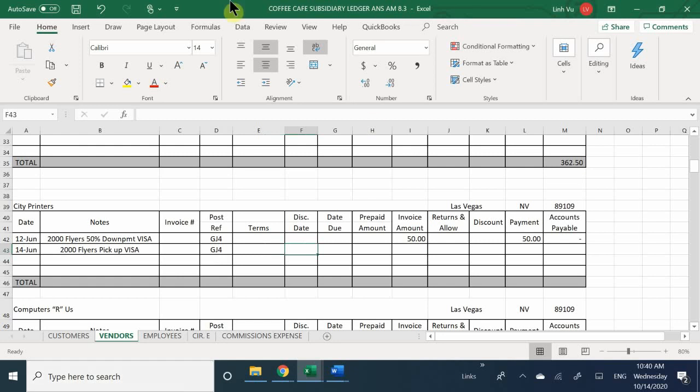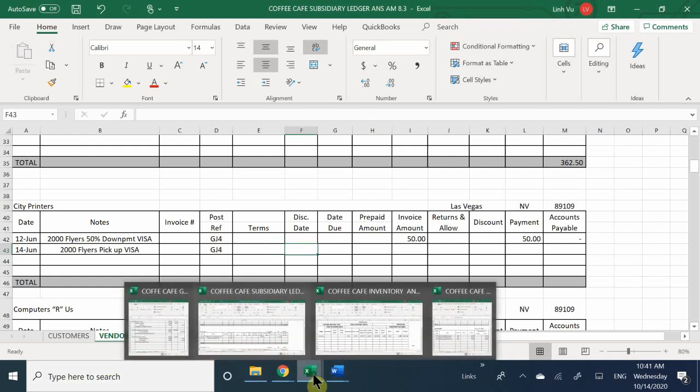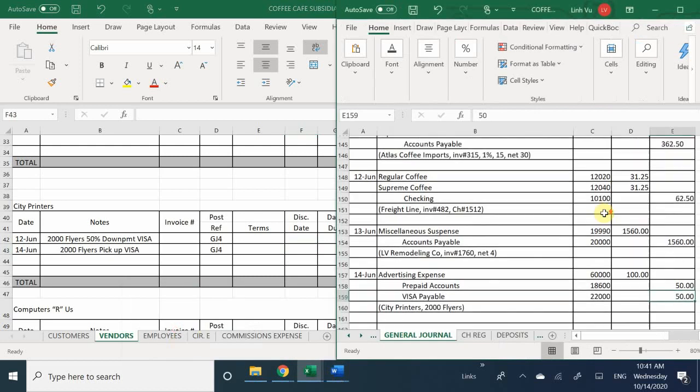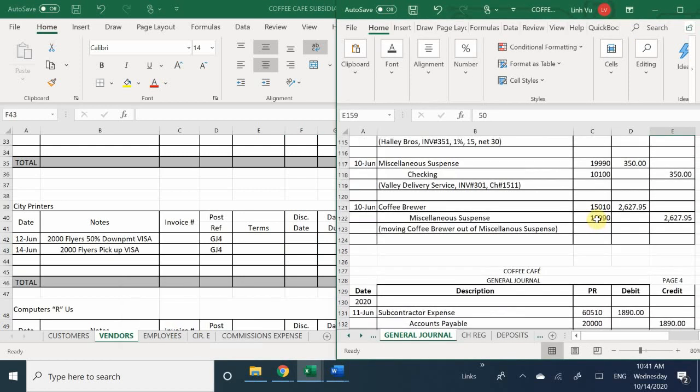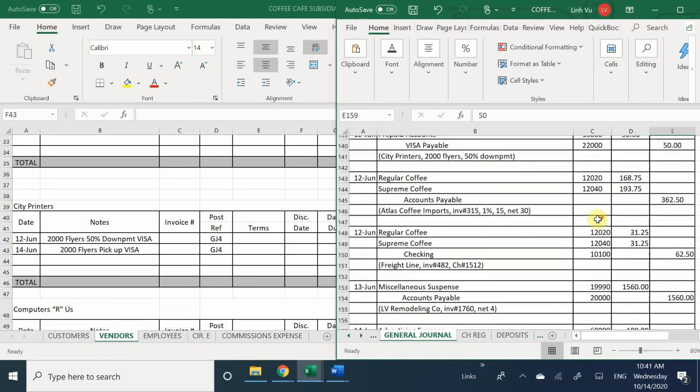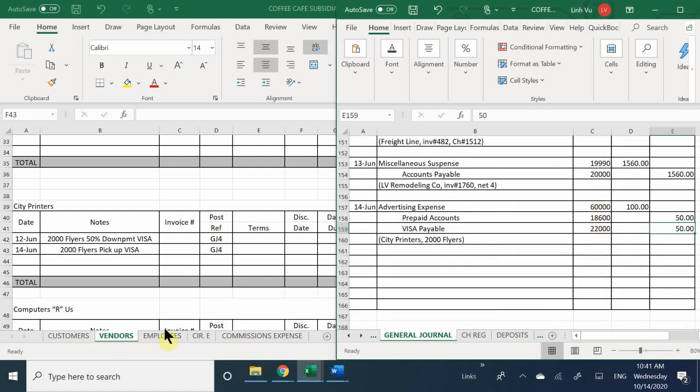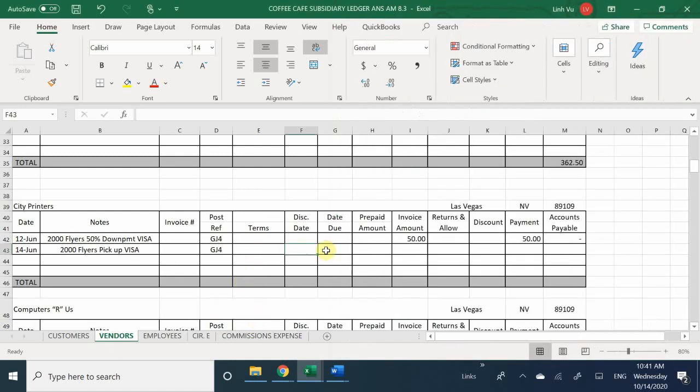And am I still on general journal 4? Am I already past it? I think I'm still on it. Let's double check to confirm. Yes, I'm still on general journal number 4. Okay? So here, back to my subsidiary ledger. Can you tell me, Lynette, how much was my total invoice amount due? What was my total amount that I had to pay? 100. 100, okay? You already made a payment of $50.